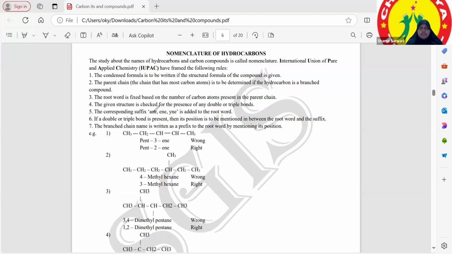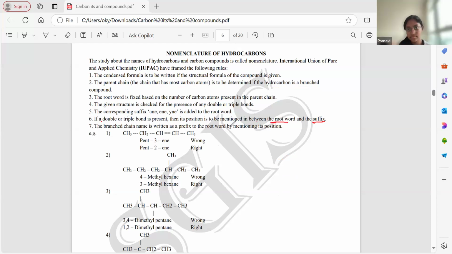Now, what is given over here? If a double bond or triple bond is present, then its position is to be maintained in between the root word and the suffix. Ma'am, yesterday we did only single bonds, right? Yes, that's what I told you earlier. If a double bond or triple bond is present, we also have to manage that and change the name accordingly.